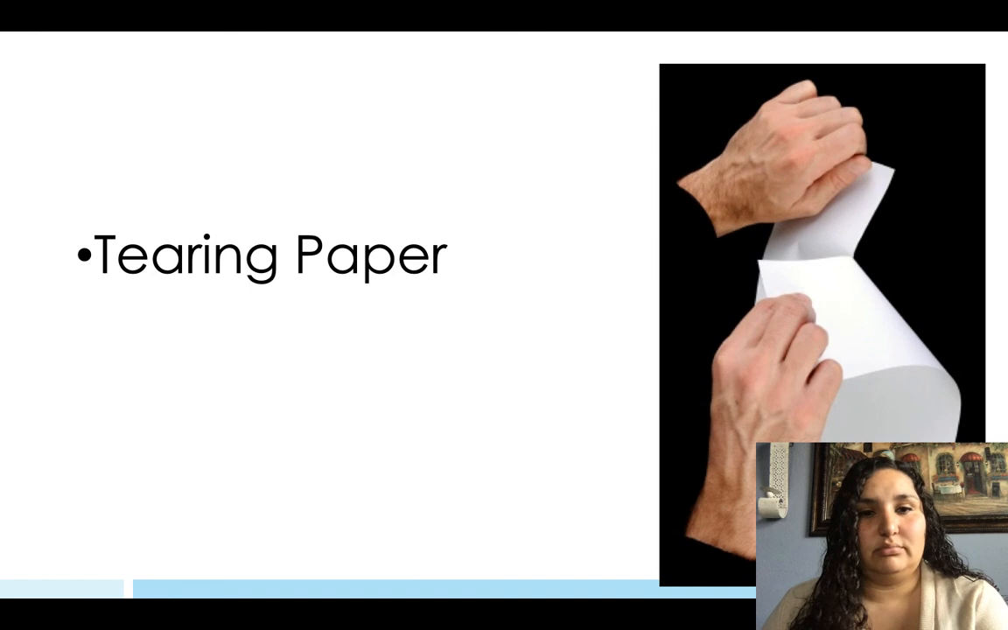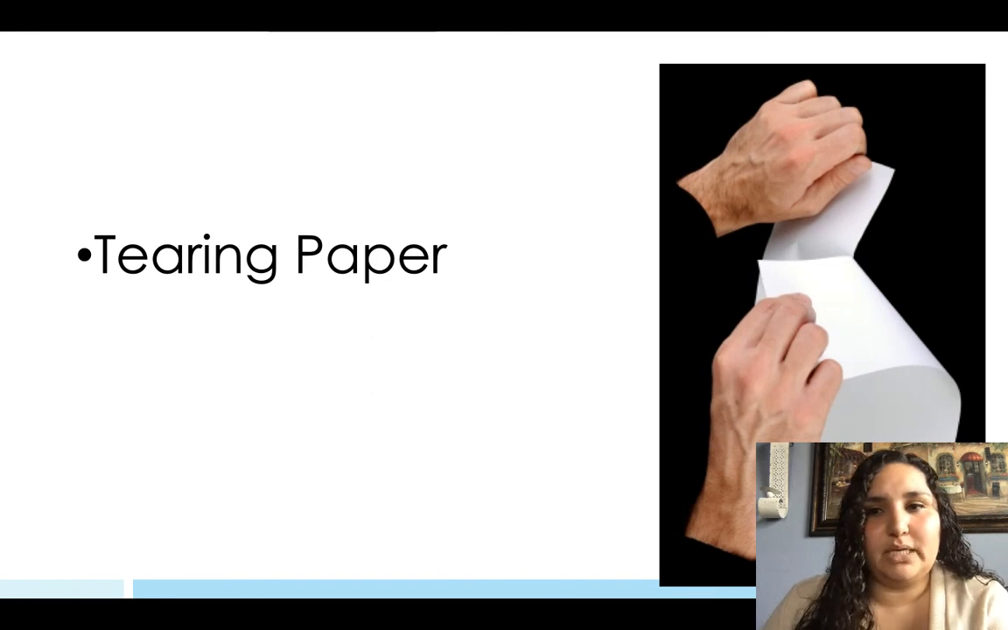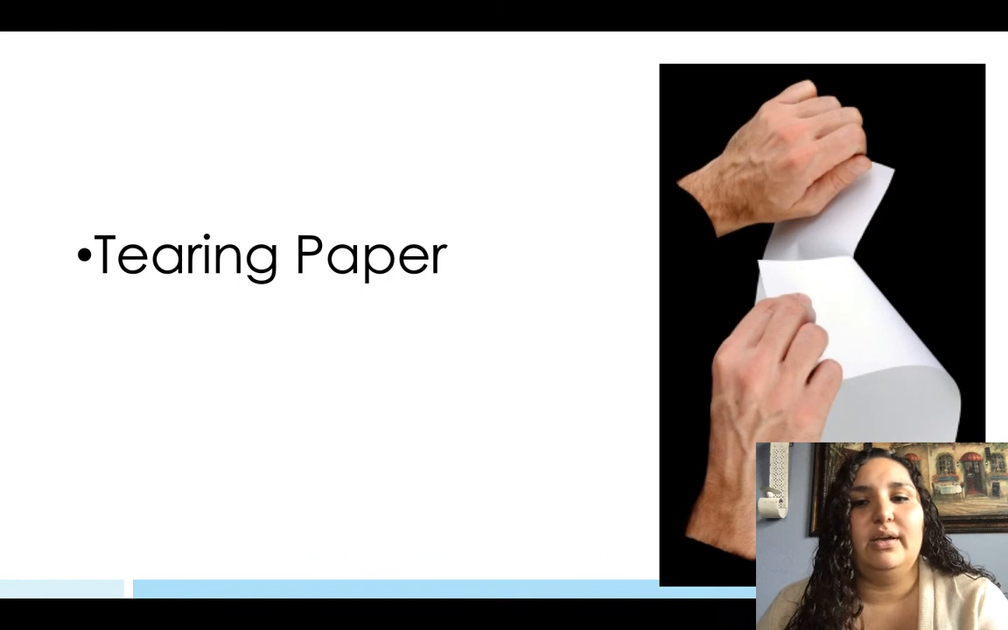Tearing paper. If I tear some paper, it is still paper. Once again, it is still paper. You still have the same substance. Paper is paper, whether it's a big piece of paper or a small piece of paper, it's still paper. That's physical.